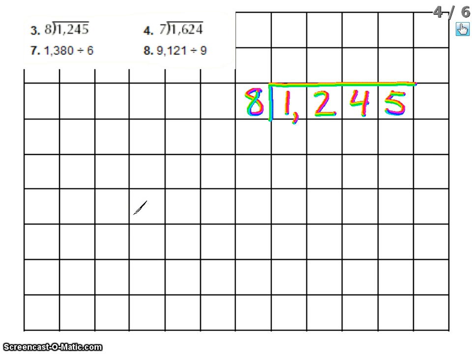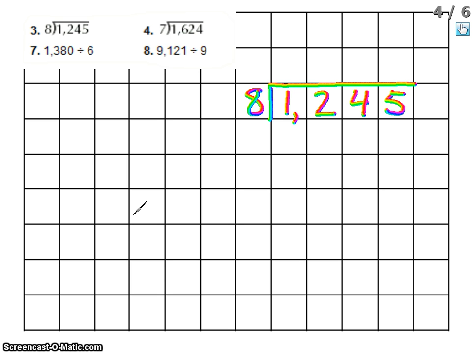So the problem that we're going to look at in the video today will be 1,245 divided by 8. Remember, the number that's inside the division house is called the dividend. The number that's on the outside of the division house, the number 8, that's the divisor. Then our answer is called a quotient.